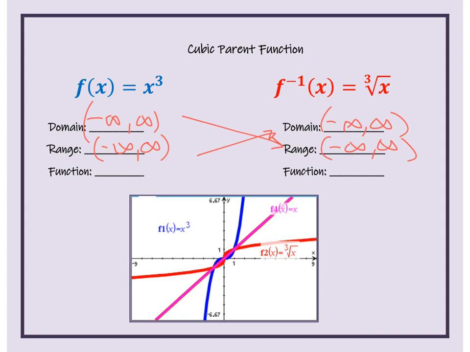Now, if I do a vertical line test, let's look at the blue one. If I do a vertical line test with this blue graph and I shift this graph over, does the blue ever cross twice in the same spot? It does not. And if I do the same thing with the red one, it is also a function.